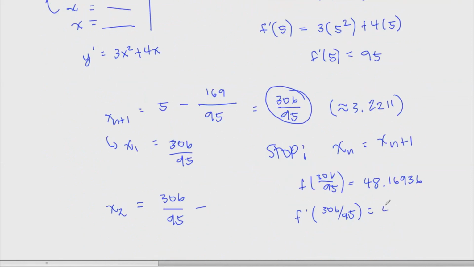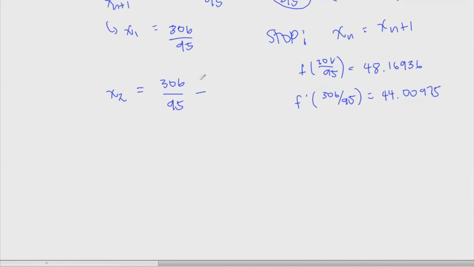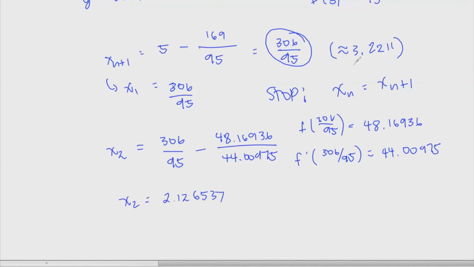So the answer is 44.00975. In this case, the answer for x sub 2 is 48.16936 over 44.00975. So with this, x sub 2 is equal to 2.126537.